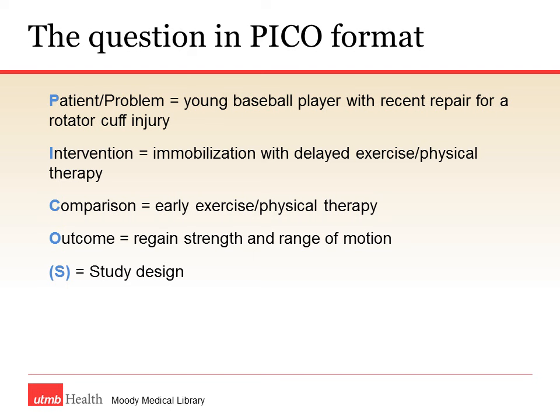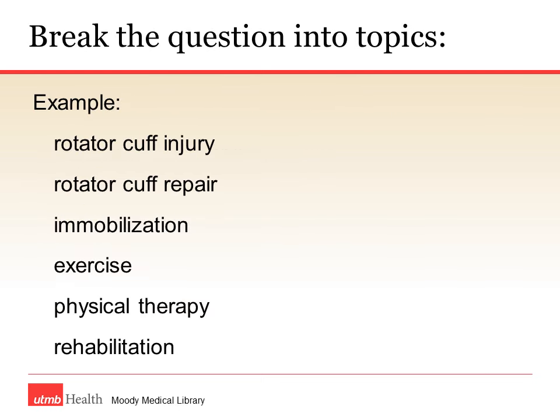Our patient or problem is a young baseball player with a recent repair for rotator cuff injury. Our intervention is immobilization with delayed exercise and physical therapy. Our comparison is early exercise and physical therapy. Our outcome is to regain strength and range of motion.